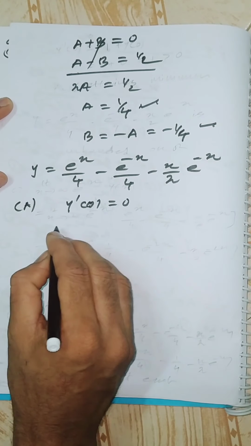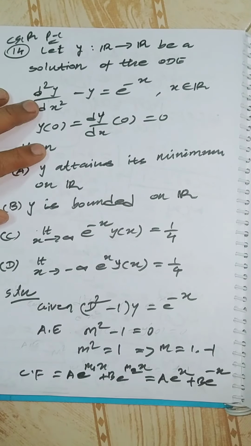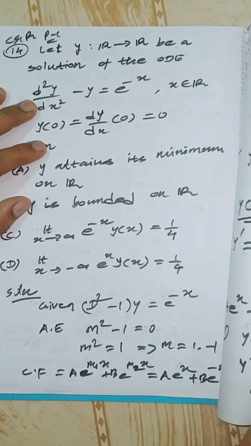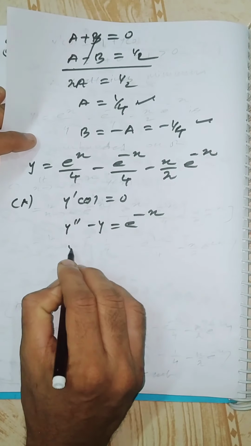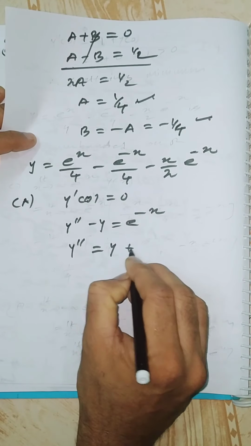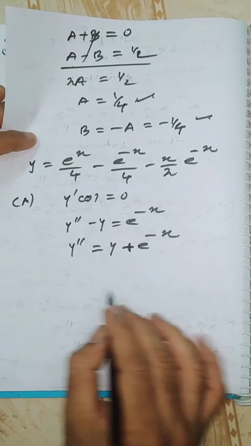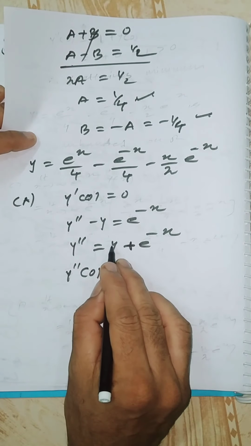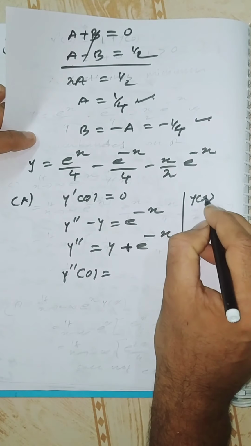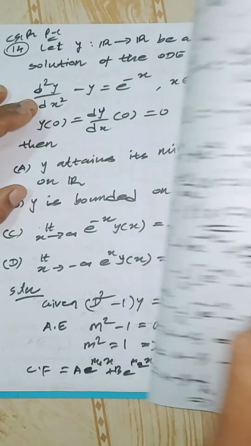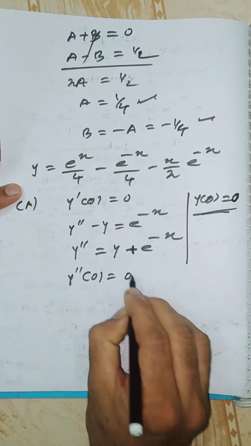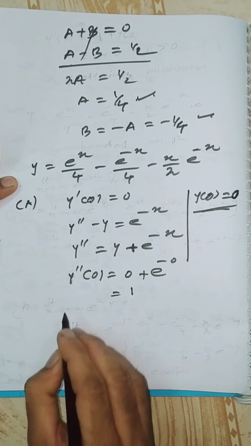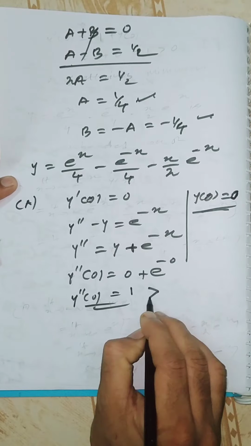What about the second derivative? I take this one. Am I right? That is y double dash minus y equal to e power minus x. That is y double dash equal to plus y plus e power minus x. Is it right? So y double dash of 0, this is y of 0. Y of 0 is also 0, it's a given one. So this becomes 0. Then x equal to 0 substituted, e power 0 is 1. So finally I am getting 1. So y double dash of 0, the second derivative, is positive. Is it right?